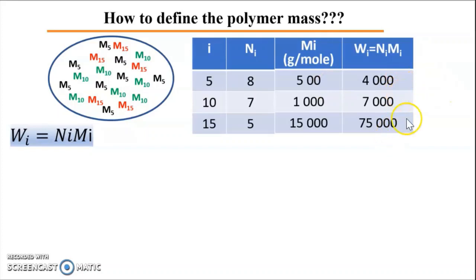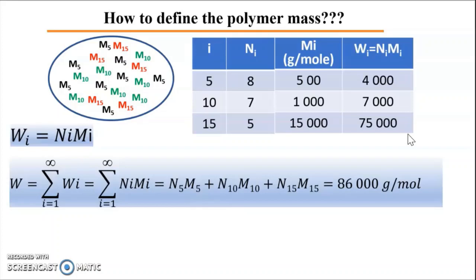And so that for the other groups. The whole mass or the total mass of all chains in the system will be defined as W, where W is equal to the sum of all masses of all groups, and as Wi is equal to niMi, I can put it as the sum of niMi. So here in our example, W is equal to n5M5 plus n10M10 plus n15M15, and it's equal to 86,000 grams per mole.